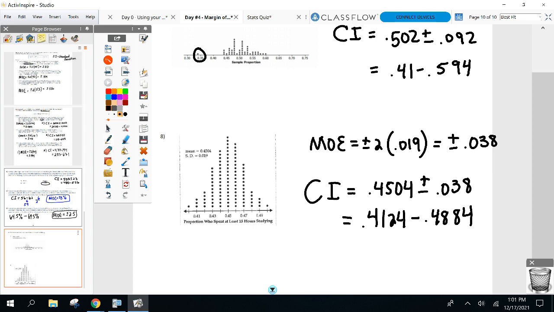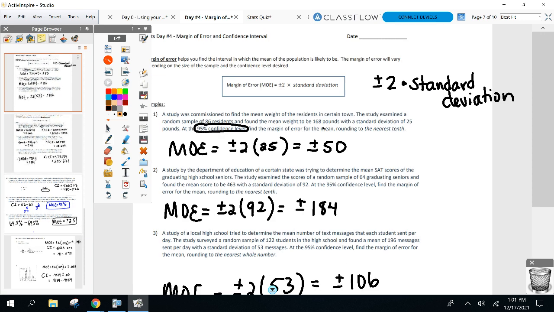So yes, go back to the margin of error formula at the beginning of the notes on day 4. Larger the sample, the smaller the margin of error.